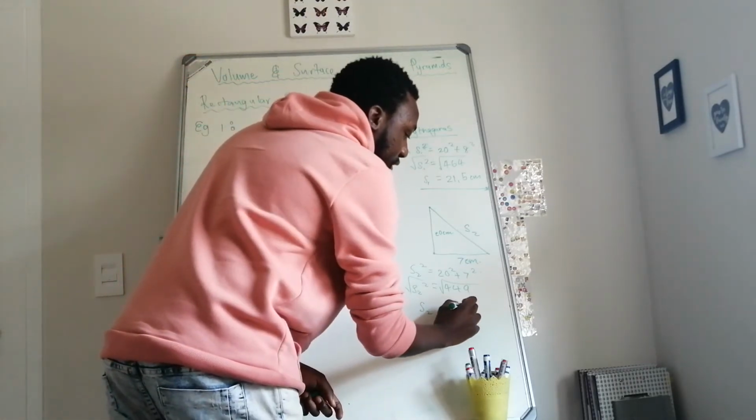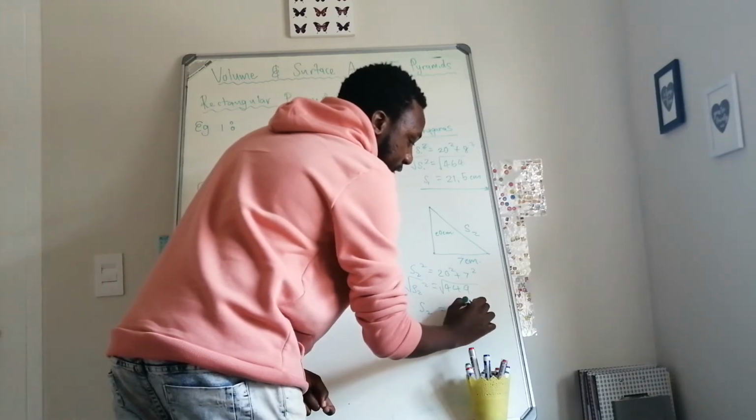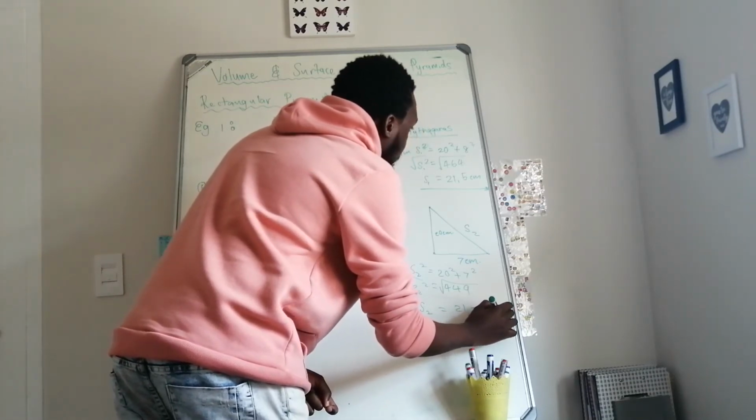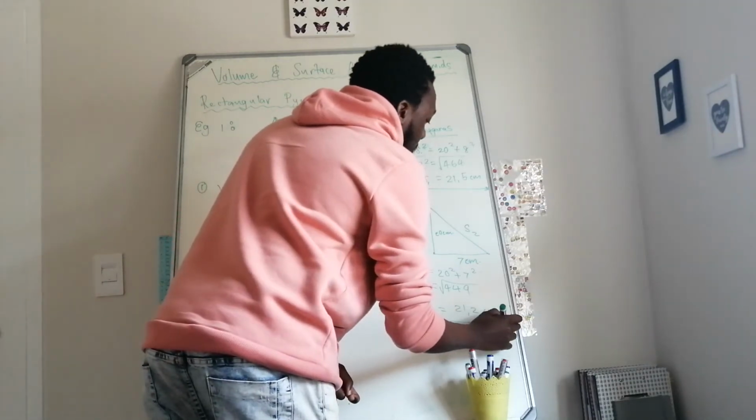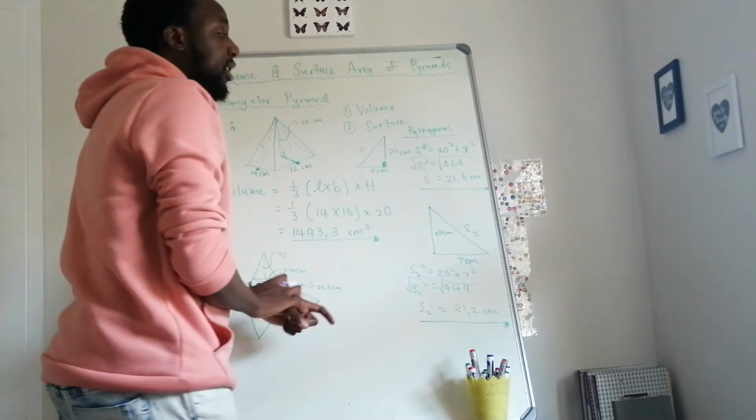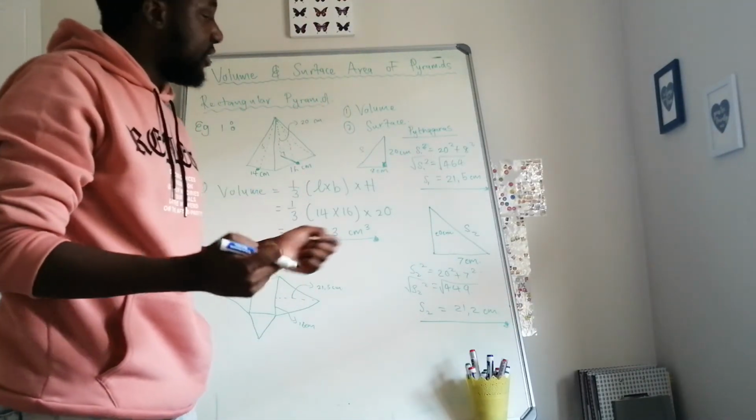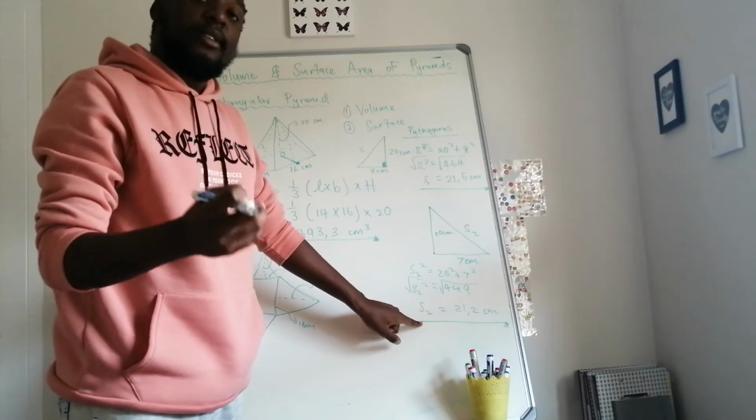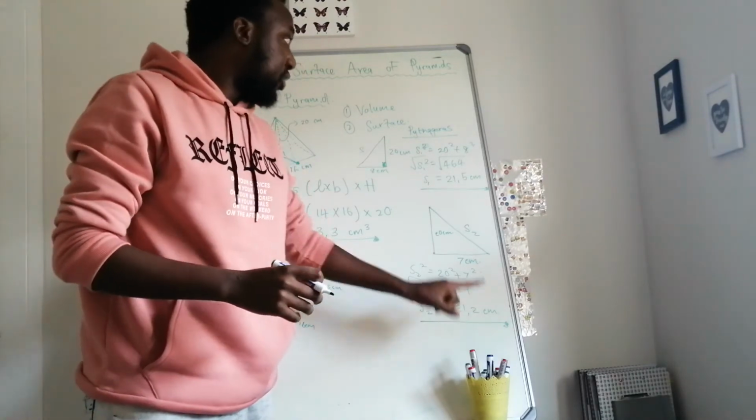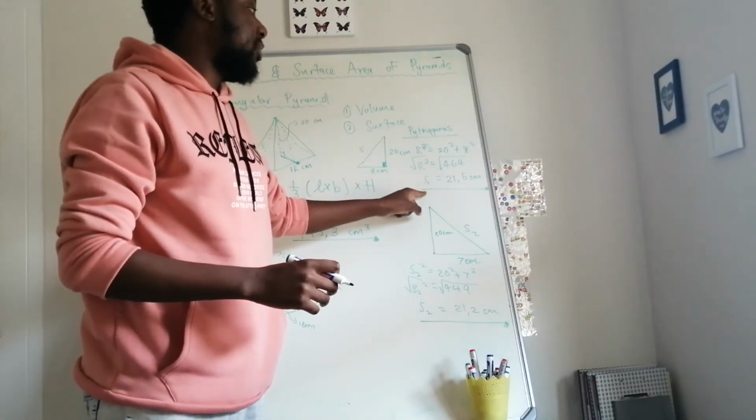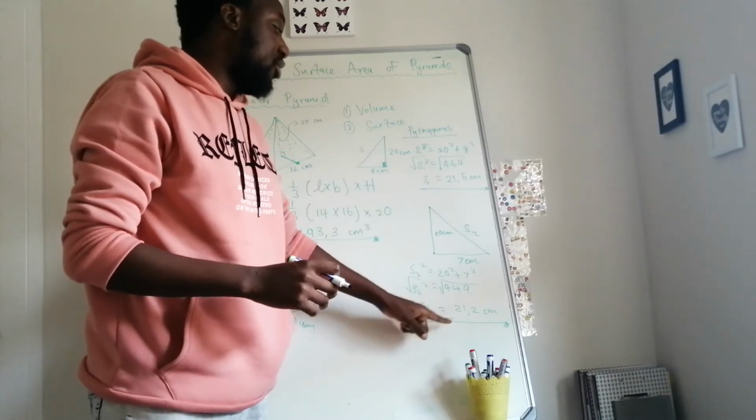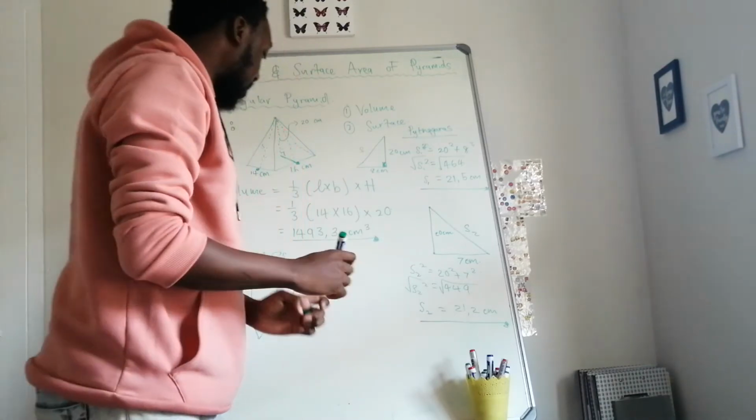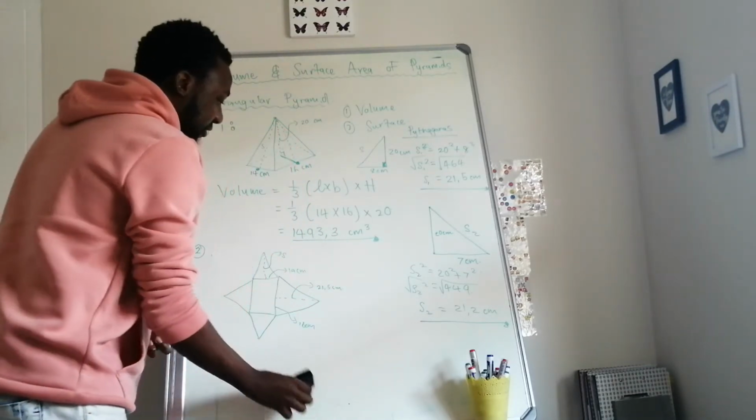It's going to be 21.2 centimeters. So do you see how slightly different these s's are? S1 is 21.5, and S2 is 21.2, right? So now let's calculate surface area.